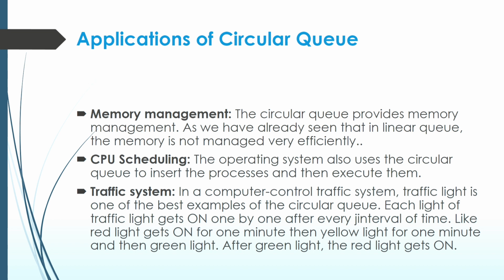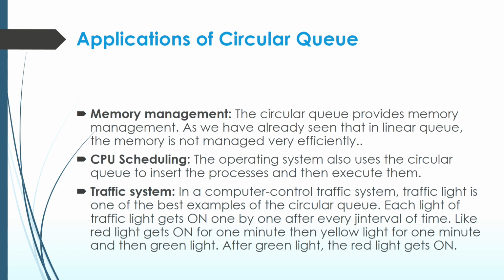The operating system also uses the circular queue to insert the processes and then execute them. Then comes the traffic system. In a computer-controlled traffic system, the traffic light is one of the best examples of the circular queue. Each light of the traffic light gets on one by one after a fixed interval of time. Like the red light gets on for 1 minute, then the yellow light for 1 minute, and then the green light. After the green light, the red light gets on.